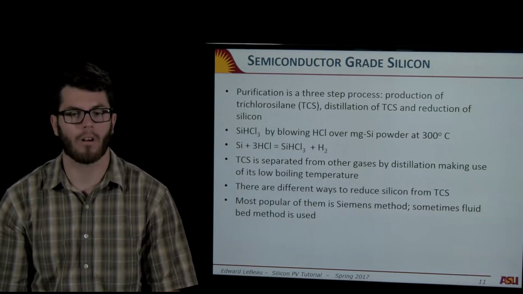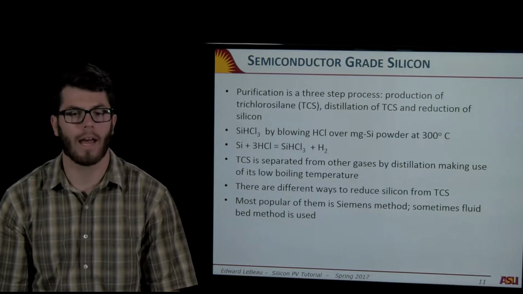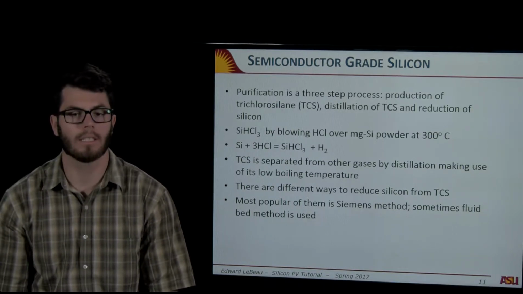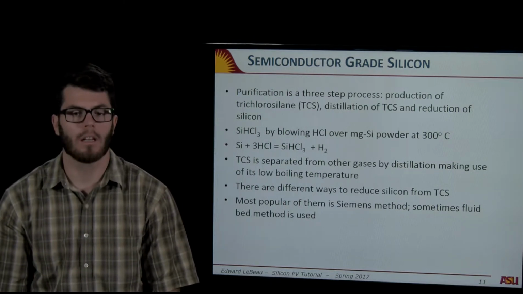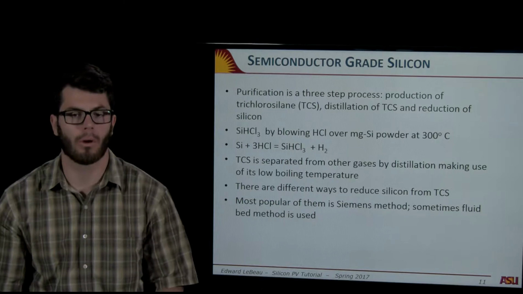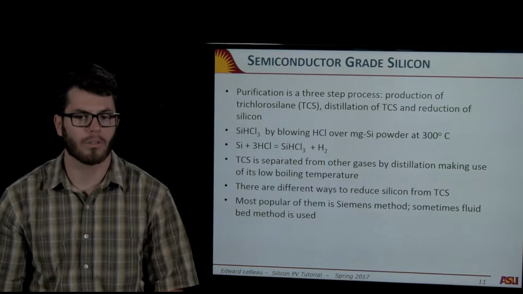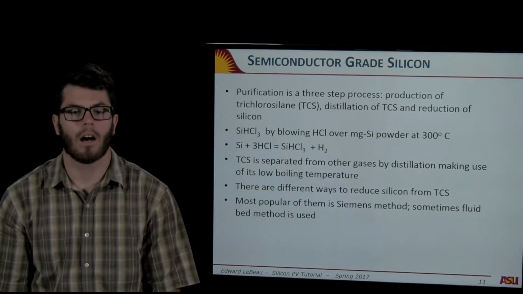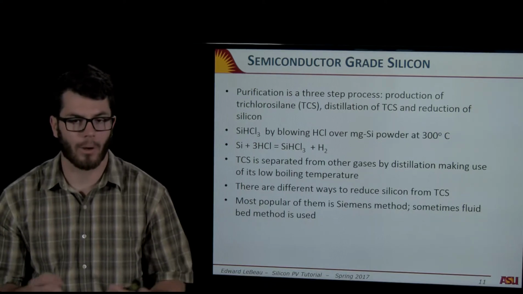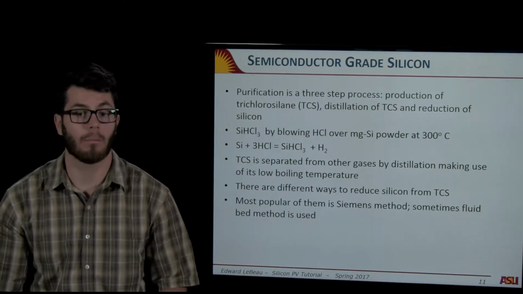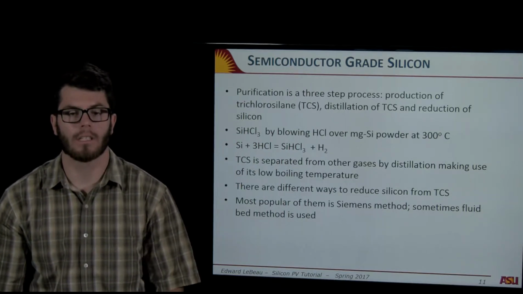So first things first, we have our metallurgical grade silicon. We blow hydrogen chloride over it at 300 degrees C. This produces the TCS. Now this also creates a bunch of other gases and other contaminants, but TCS has a low boiling temperature, so we just boil those off using distillation. And then after that, we need to reduce it. And what do I mean by reduce? We have TCS, which is silicon and 3 hydrogens and a chlorine, and we separate those two. That's what I mean by reducing.